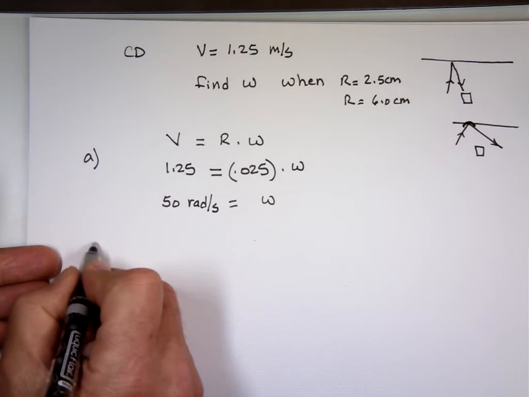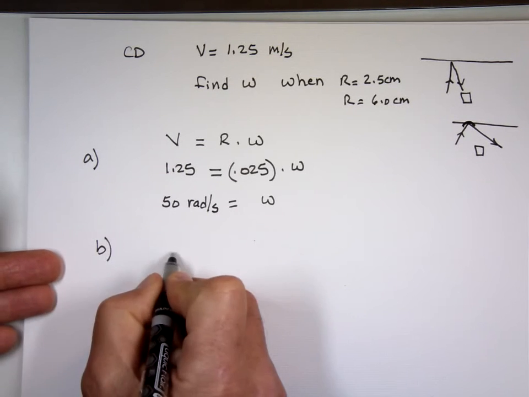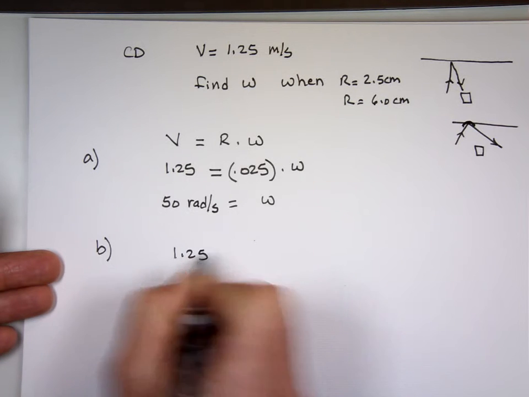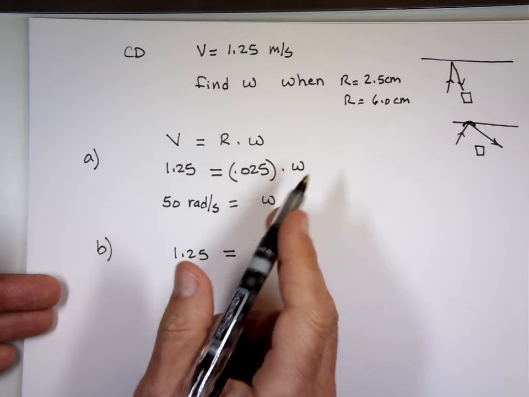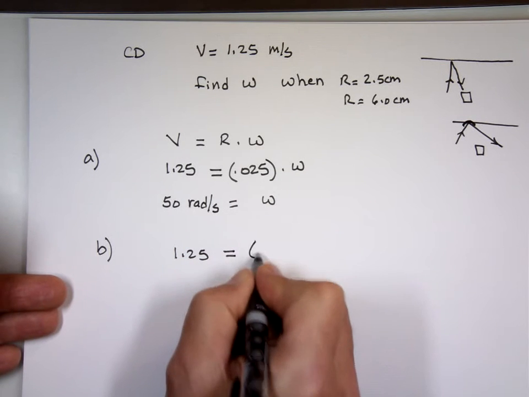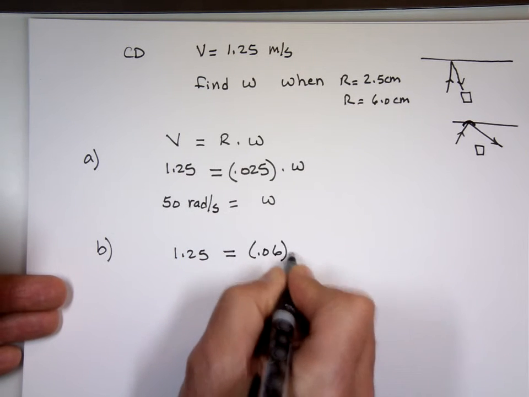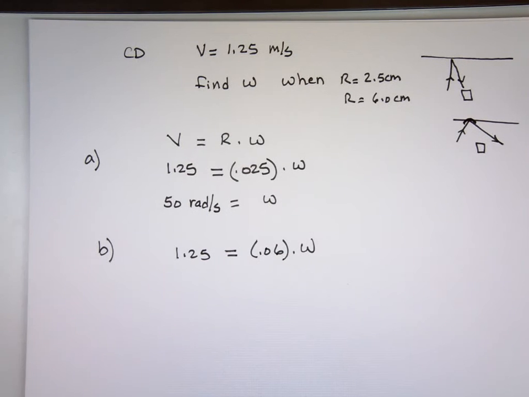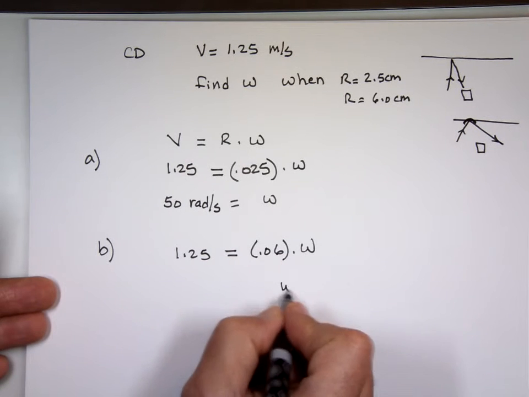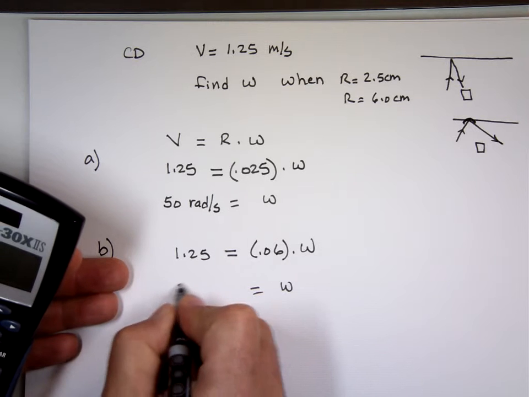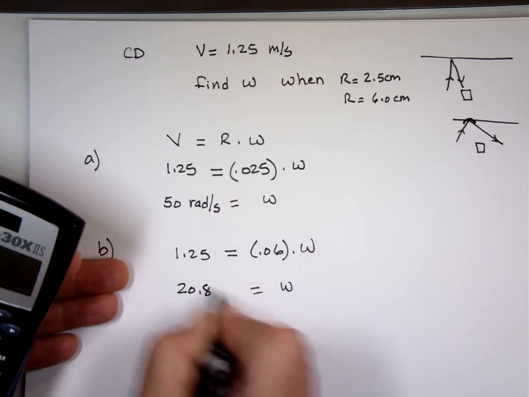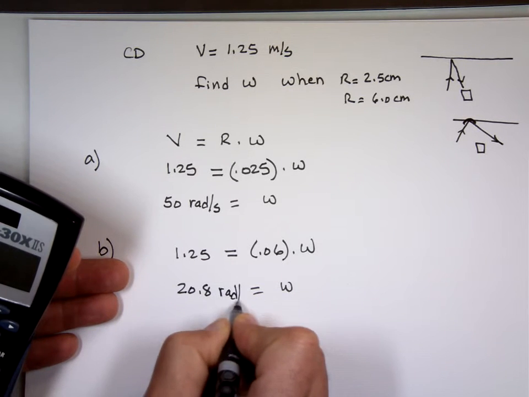For part B, again we use 1.25 equals, instead of 0.025 or 2.5 centimeters, 6 centimeters, which is 0.06. So W for that will be what? 1.25 divided by 0.06. It's 20.8 rad per second.